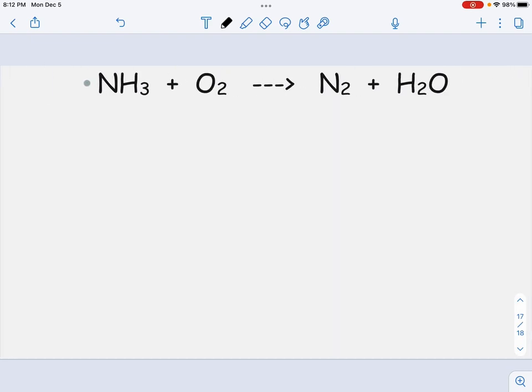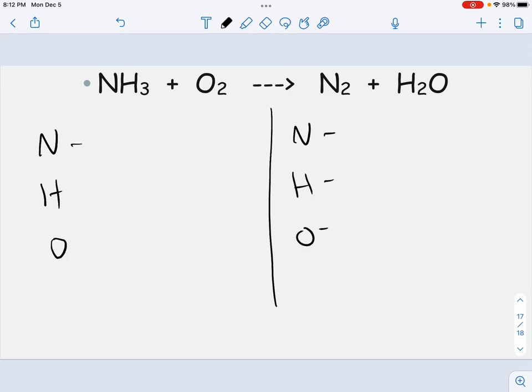All right, so let's close this up. We're going to do NH3 plus O2 produces N2 plus H2O. Go ahead and label, okay, your elements. And this one's going to be a little tricky. It's going to require a little bit more higher-order thinking with the coefficients, okay? So let's do a count. We have 1 nitrogen, 3 hydrogen, and 2 oxygens, okay? On the other side, we've got 2 nitrogens, 2 hydrogens, and 1 oxygen, okay?